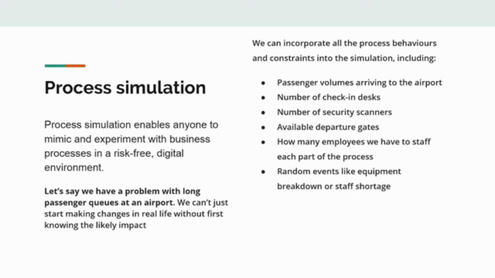In order for you to do the simulation, we need to understand the behavior of the queuing. What we call queuing discipline. How many passengers arriving, number of check-in desks, number of security scanners, available departure gates, how many employees we have in each of the counters, if you like, random events like equipment breakdown and staff shortage.